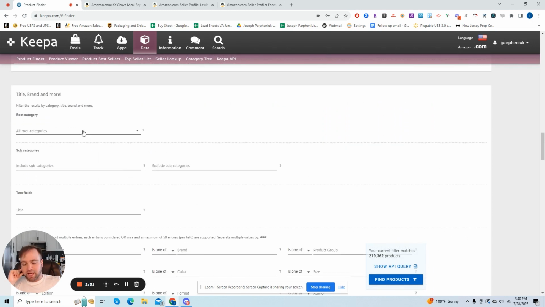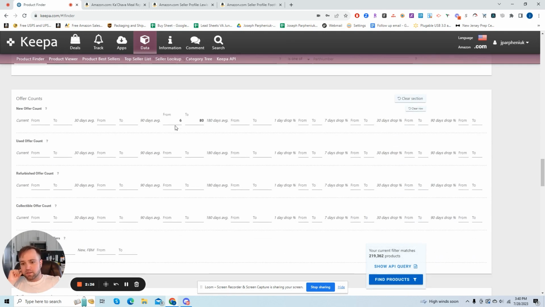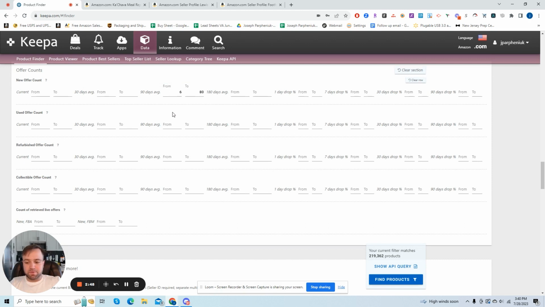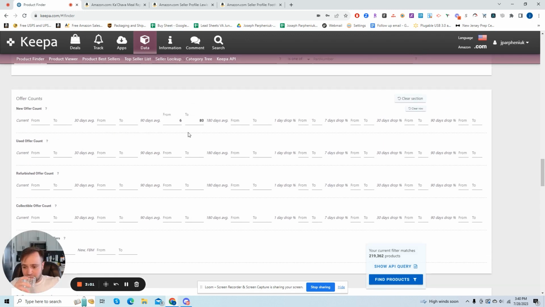You can play with the category. I'm going to see how many results we get, and I might limit it to a certain category. So if your niche is grocery, you could try only looking at grocery products. The new offer count is 6 to 80. This is typically what I set, keeping it between 6 and 80. I usually don't sell anything over 80 sellers in the 90-day average. It can be at one point in time, and I have seen where I bought it and it worked out. But try to just stay in the 6 to 80 range.